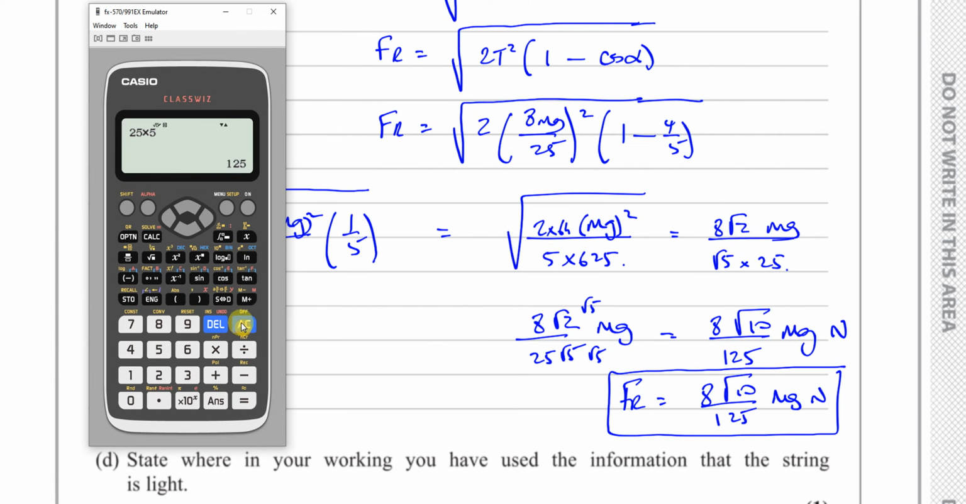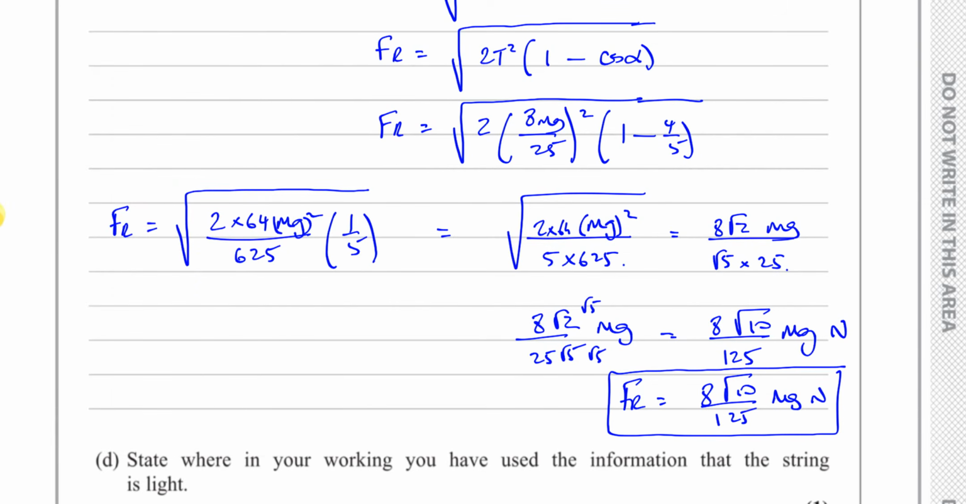Actually, I didn't write it out fully, so let me write it out like this. So you have 8 times the square root of 10 divided by 125. Okay, let me see if that gives, yeah, it gives us exactly the same value. So this is also another way we can do it.